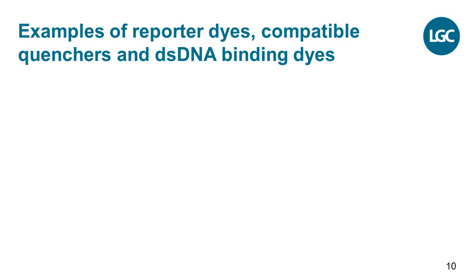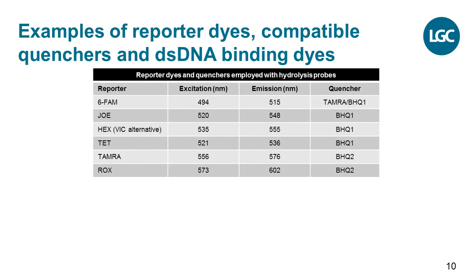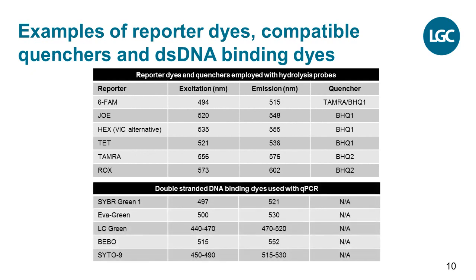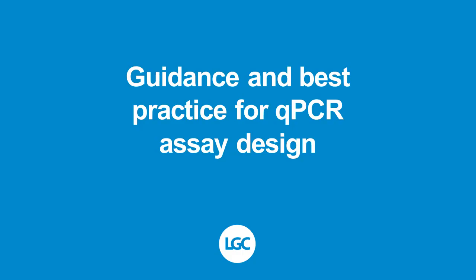There are a large number of reporter dyes, quenchers and double-stranded DNA binding dyes, and a limited number of examples are shown here for illustrative purposes. Selection of a suitable dye or quencher will be based on the requirements of the analysis to be performed, but key considerations will include the spectral coverage capability of the real-time PCR instrument to be employed, and the need to avoid spectral overlap if multiplexing assays.